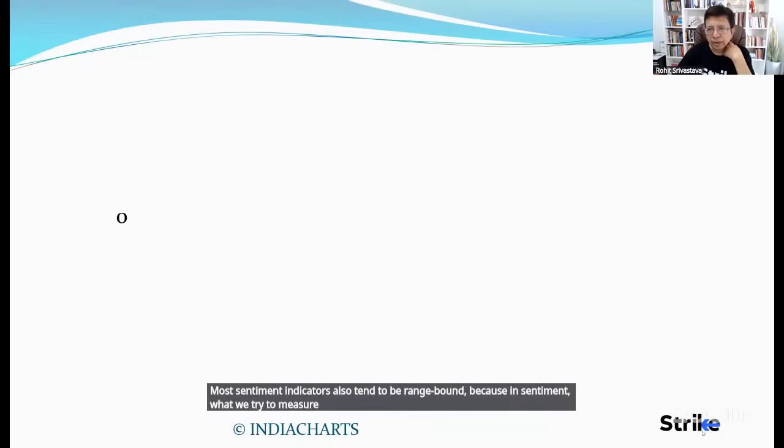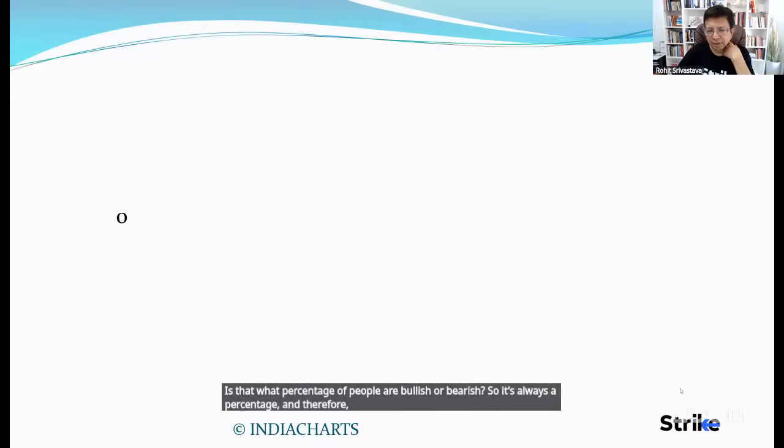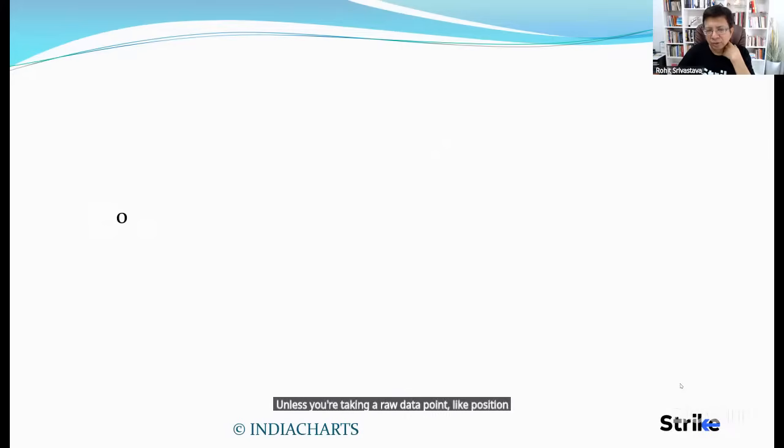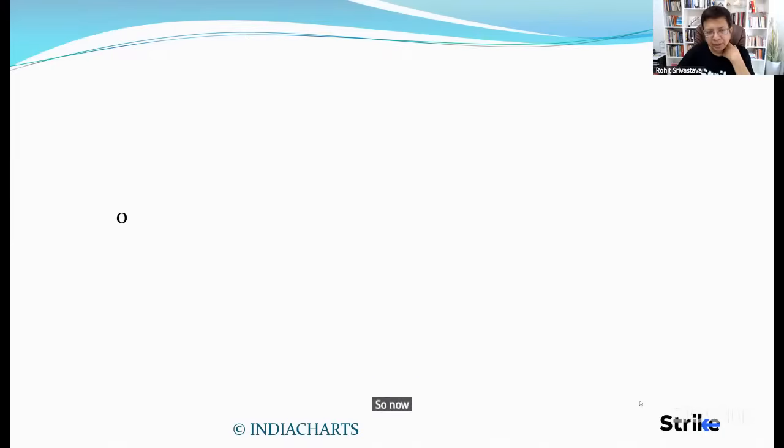Most sentiment indicators also tend to be range bound because in sentiment, what we try to measure is what percentage of people are bullish or bearish. So it's always a percentage, and therefore, in most cases, it is 0 to 100, unless you're taking a raw data point like positioning, where you're measuring how many contracts are long or short.